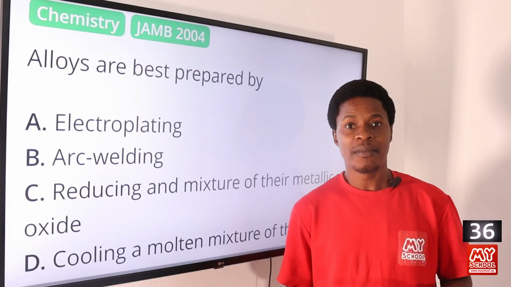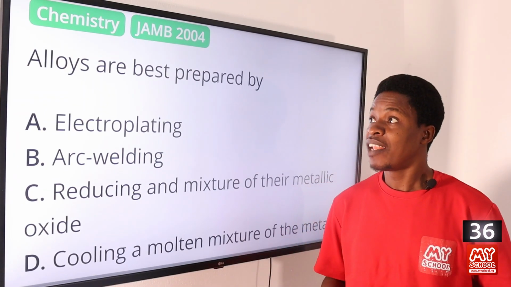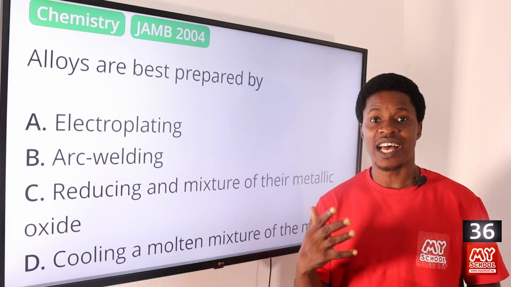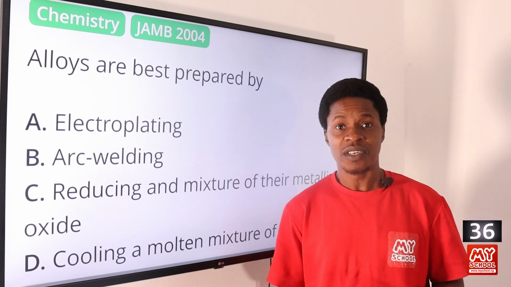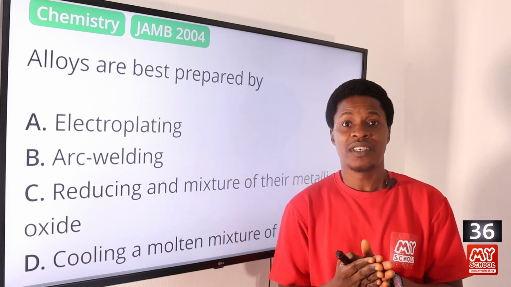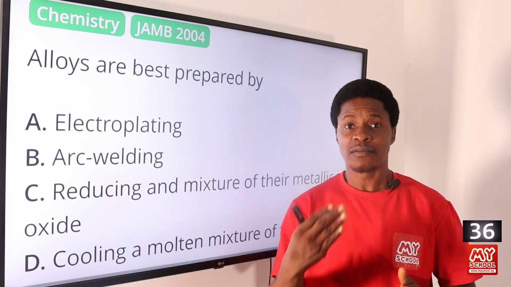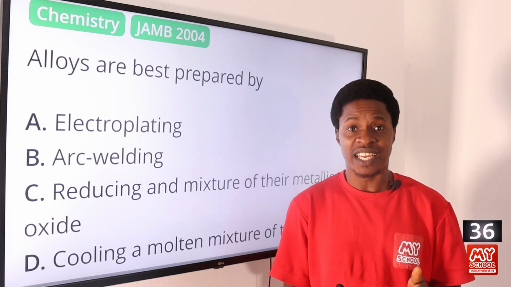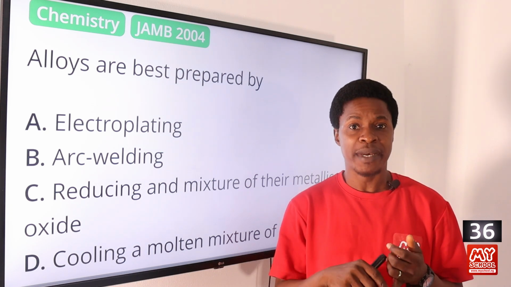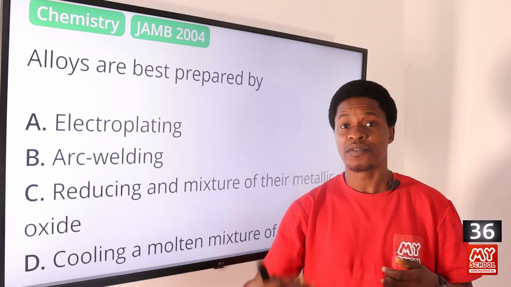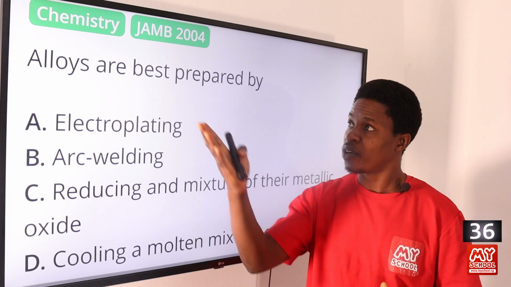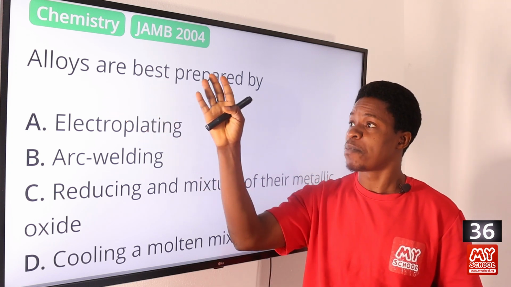Now let's move on to question number 36. Alloys are best prepared by what? When we talk about alloys, they are substances that are formed when you have two or more metals combined together to form the desired characteristics or properties that you actually desire. We can also have alloys formed by combining metals with non-metals. The process in which we can do that is what the question is. So, alloys are best prepared by what?